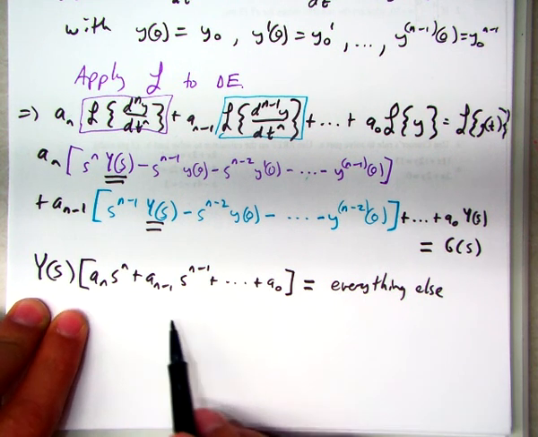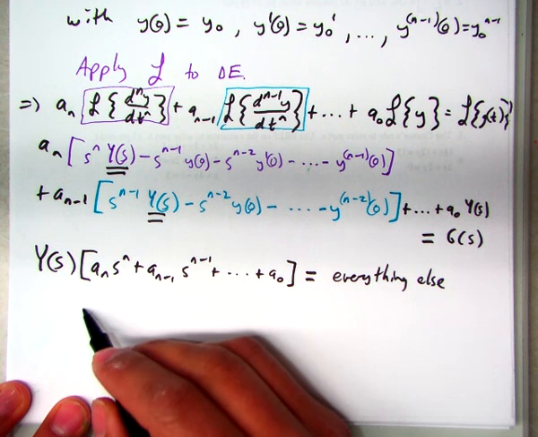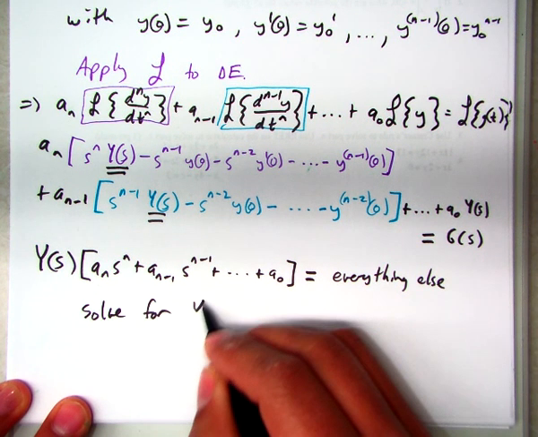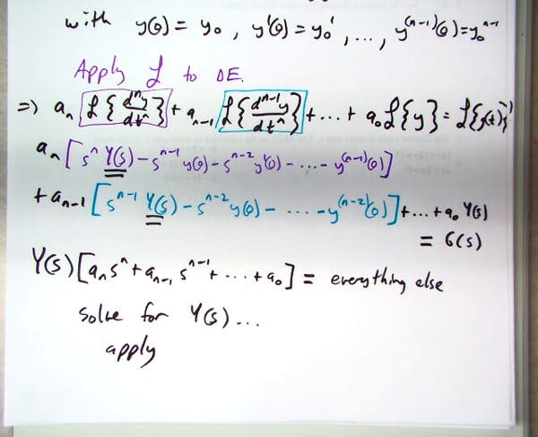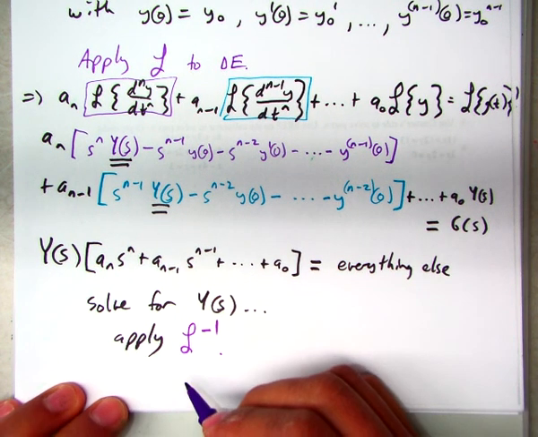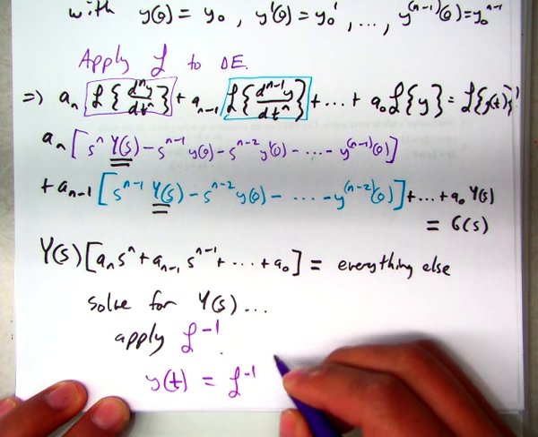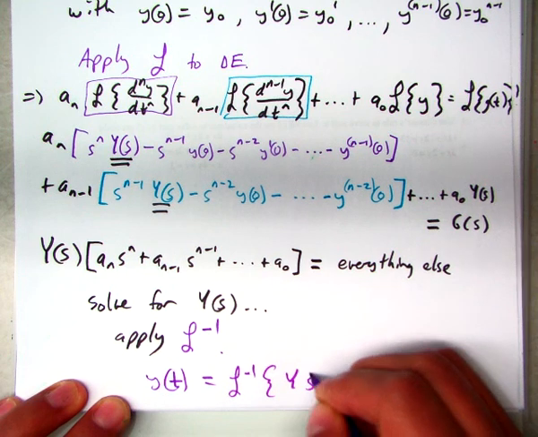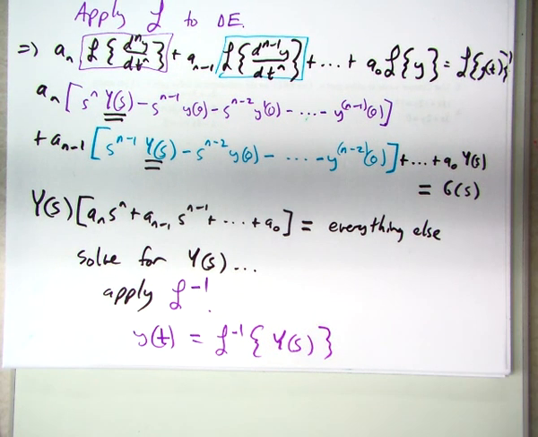And then what this allows us to do is now you can solve for Y of s and then apply, so this is like the second step, the inverse transform. Okay? y of t is just going to be the inverse transform of Y of s. And there is your solution. Okay?